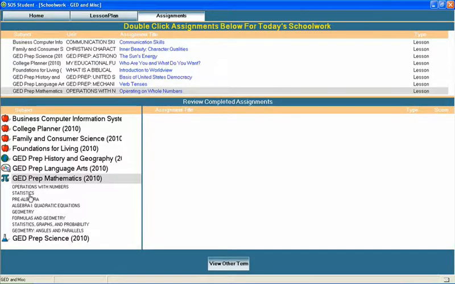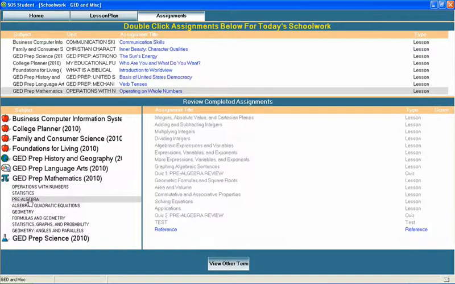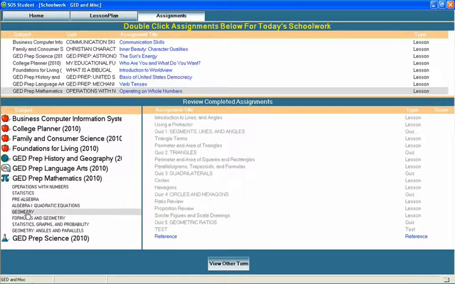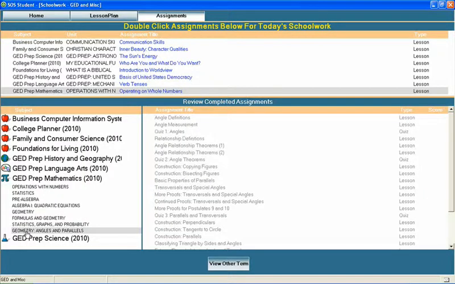Units cover topics such as basic math skills review, pre-algebra review, Algebra 1, quadratic equations and review, geometry, formulas and geometry, statistics, graphs and probability, geometry, angles and parallels, and much more. Now let's take a look at a lesson from GED Math Prep to see how concepts like these are covered.